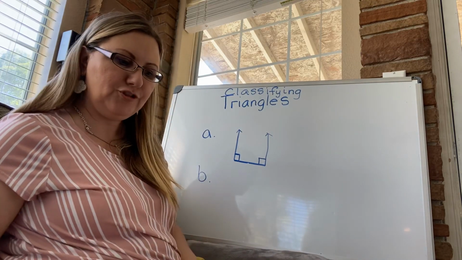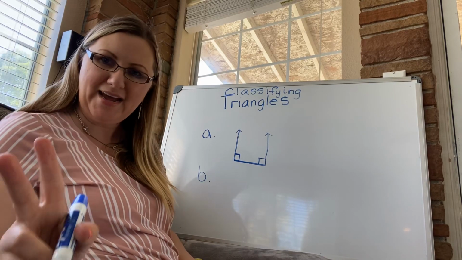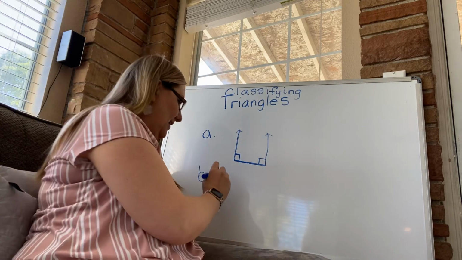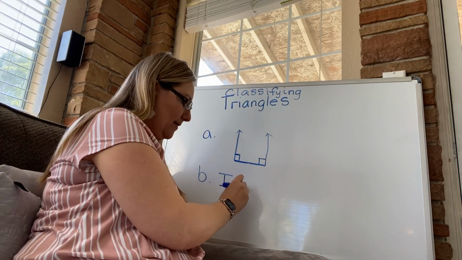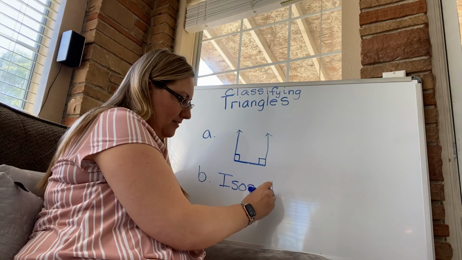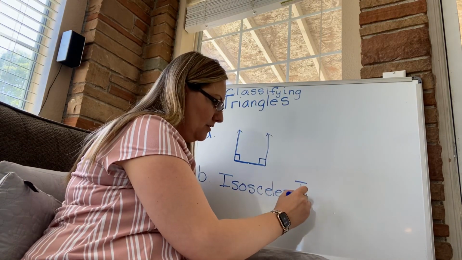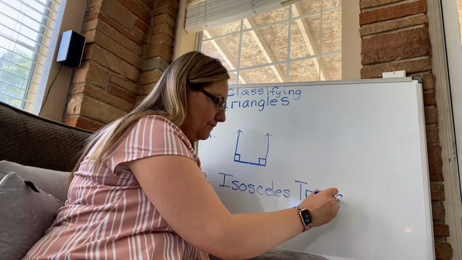Let's look at question B. What is the name for a triangle that has at least two sides equal in length? And we already saw that, we just talked about that. So this question is just checking your understanding. So write isosceles triangle.